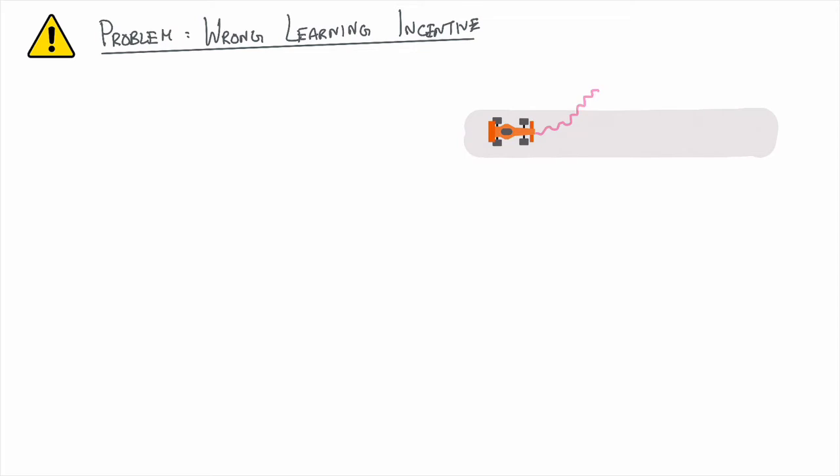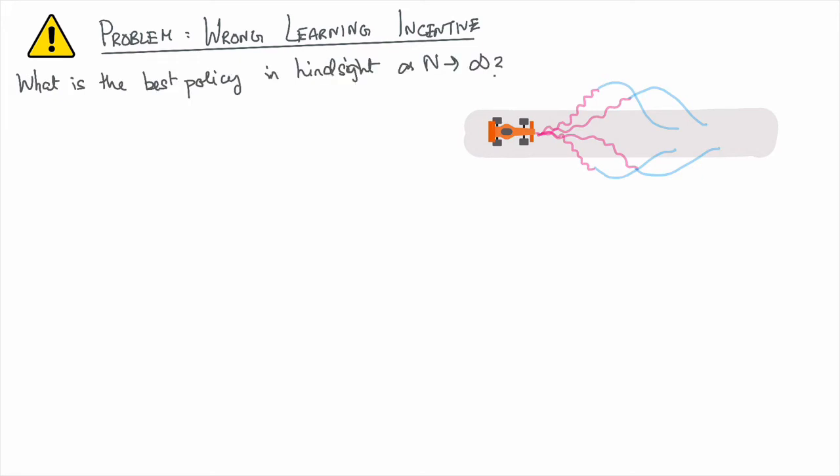To see why, consider a simple example of a straight line track. Here, every time the robot leaves the track, the human takes over and drives the robot back onto the track. Let's ask a simple fundamental question. What is the best policy in hindsight as n tends to infinity? Which means, let's say we can drive regret precisely to zero. In some sense, this is the best AG Dagger can hope to achieve.